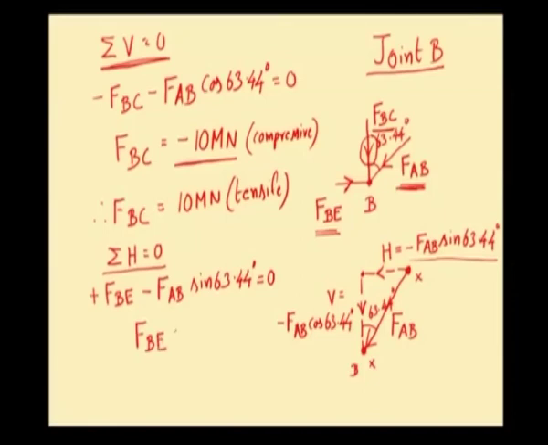FBE comes as 20 meganewton. If you see the sign here, it is positive, which means that our assumed nature of the member force for the member AB, that is compression, is right. So, FBE is 20 meganewton compressive.